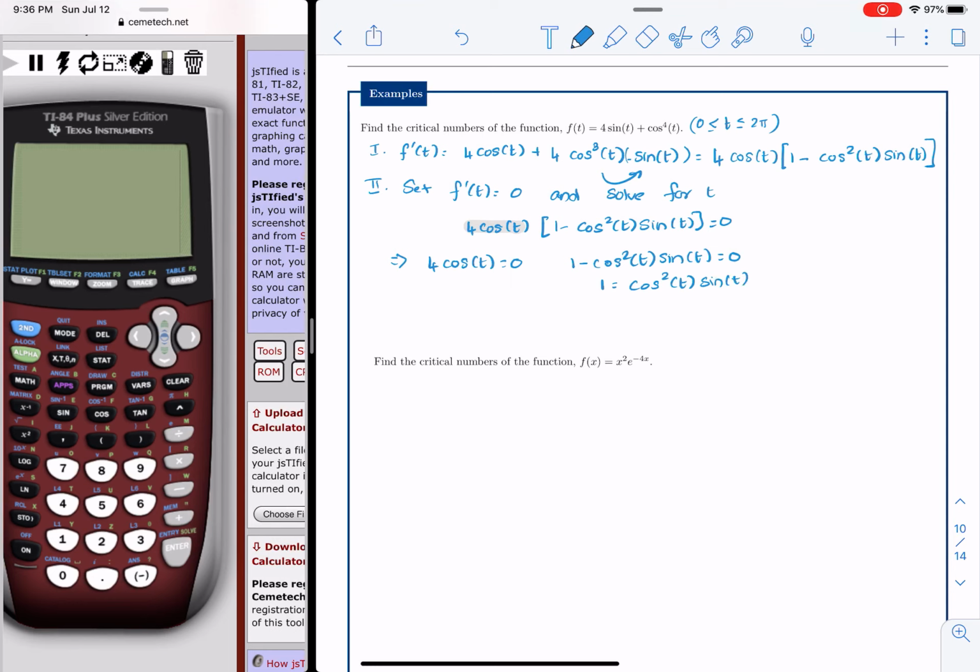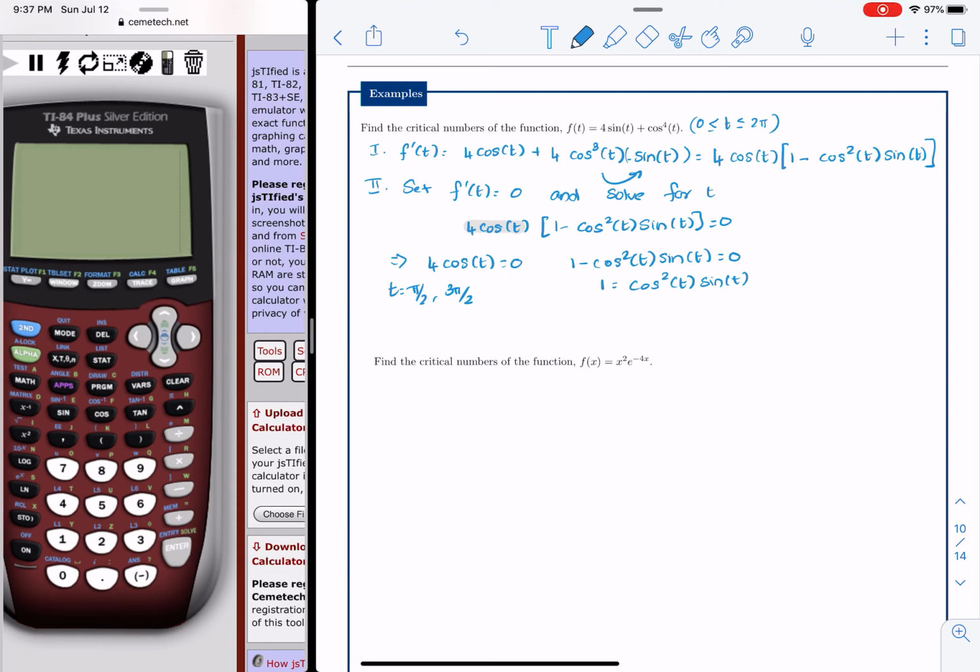Now, for what value of t would a cosine be equal to 0? We know when t is pi over 2, cosine is 0. When t is 3 pi over 2, cosine is 0. You can plug it in a calculator and you can find that easily.